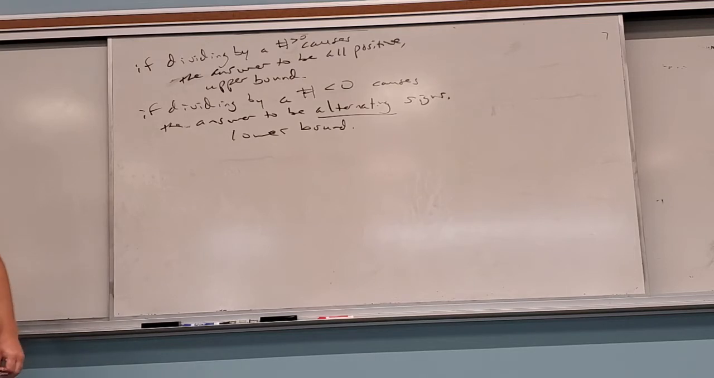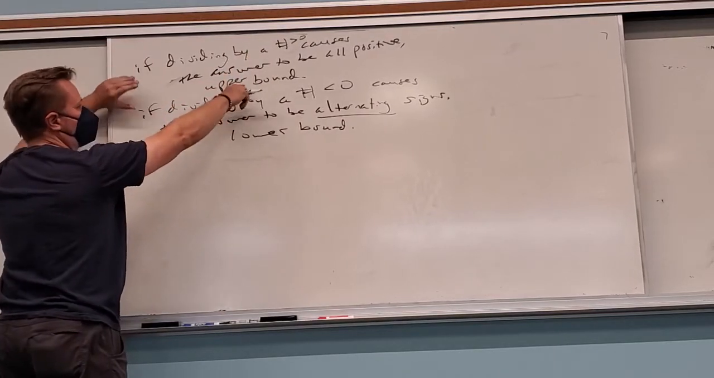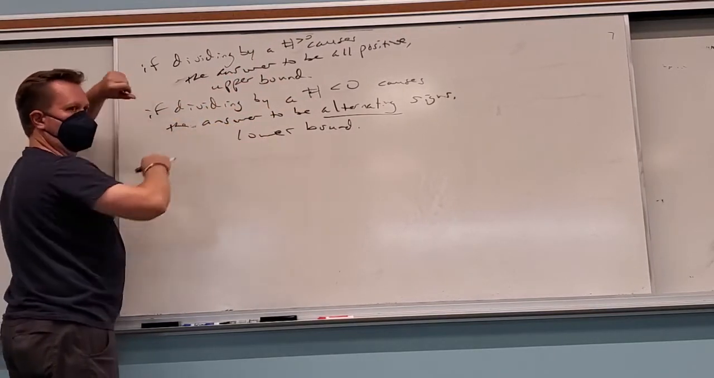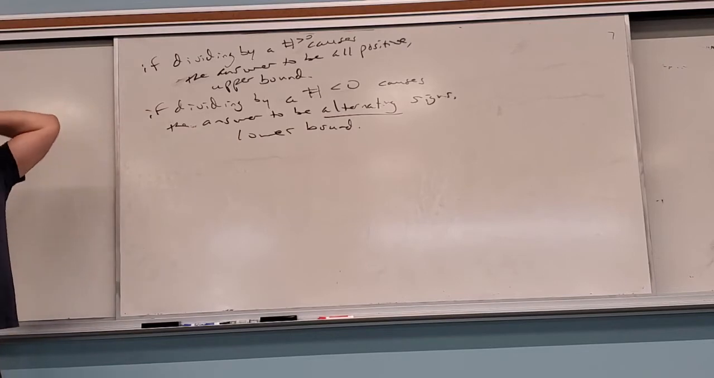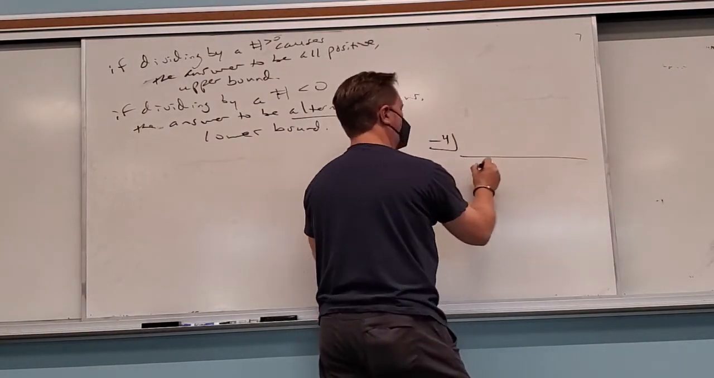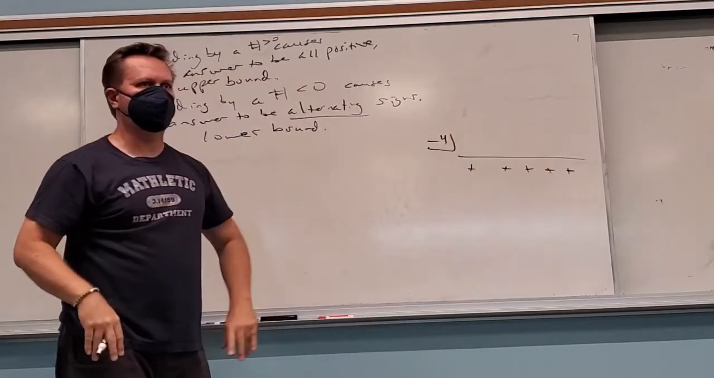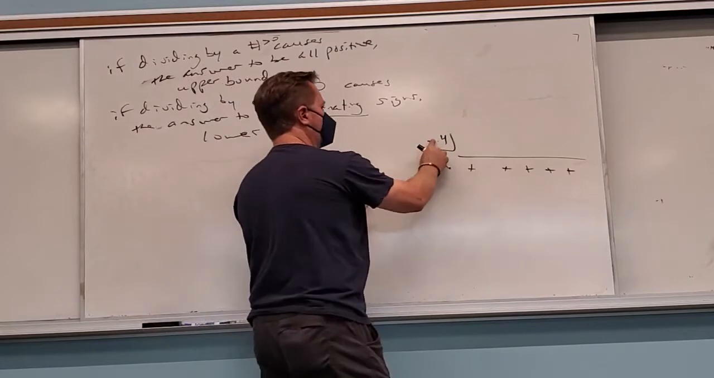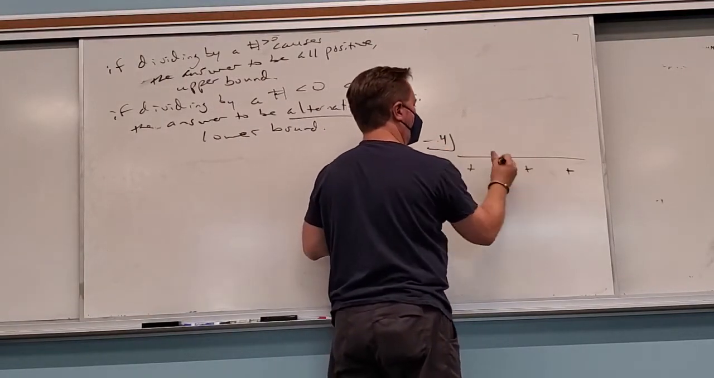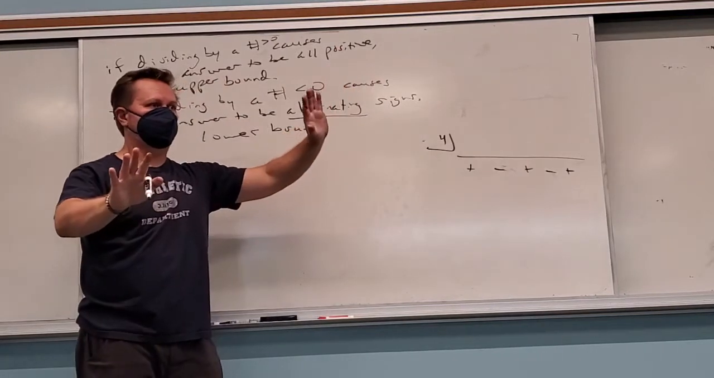Does the first one have to be a positive or negative? Yes. So you divide by a positive number to find an upper bound. You divide by a negative number to find a lower bound. I mean, like when they alternate. So if I divide by a negative number and the answer is all positive, that doesn't tell me anything. If I divide by a positive number and the answer alternates, it doesn't tell me anything, right?